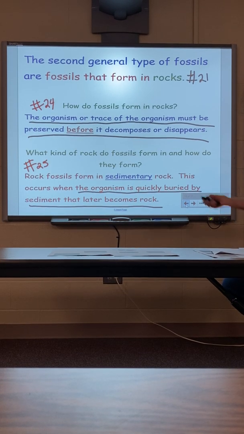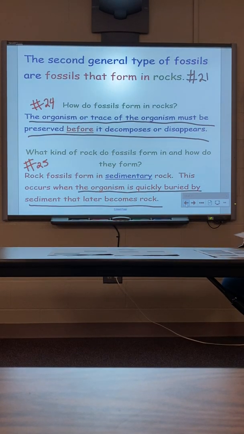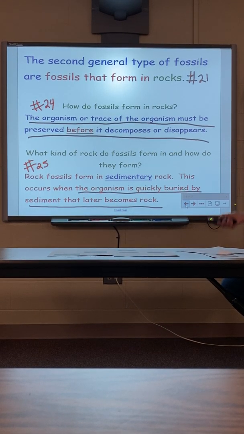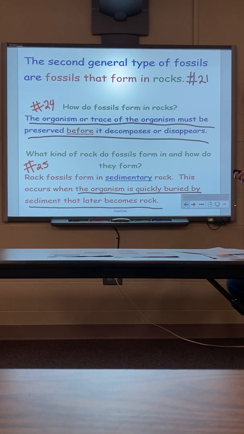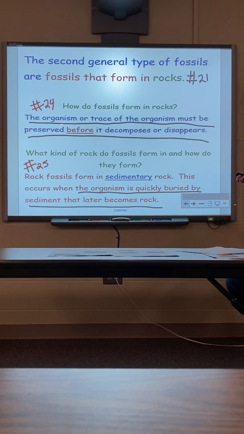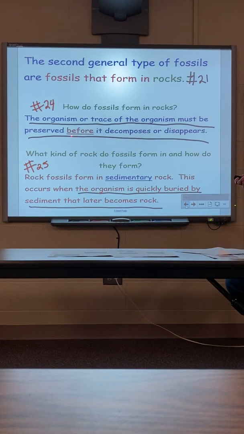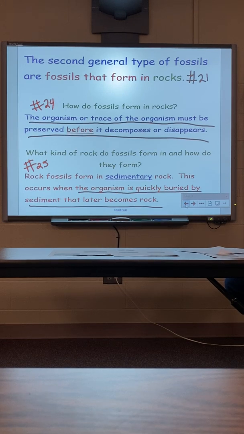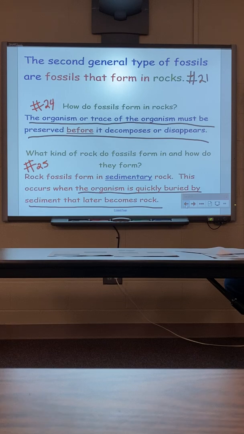Question 24 on your study guide says, in general, how do fossils form in rocks? So this is going to be your explanation for this. The organism or the trace of the organism must be preserved before it decomposes or disappears. And we're going to show you some examples of that here in just a little bit. That's your answer to 24.